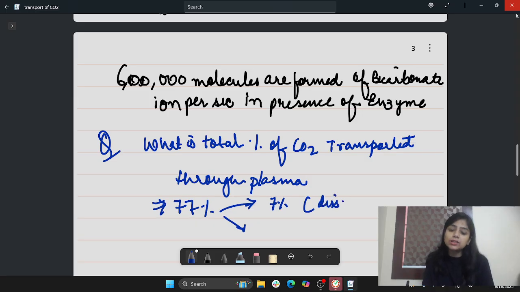Dissolved form, as we are saying, means what? They are talking about the water quantity that is present. The maximum percentage of the plasma is water, 92 to 93% of the plasma is made up of water. So the carbon dioxide is present in the dissolved form. That is the one thing. And the second thing is in the form of bicarbonate ions.